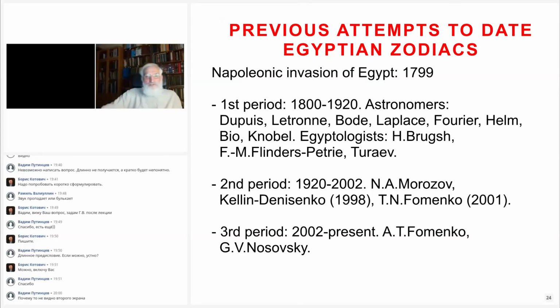But Morozov's work was continued by Kellen Denisenko, Tatiana Fomenko, also in the spirit of Morozov's approach. That is, we look at the zodiac, think about how to interpret it, propose an interpretation through examination and various speculative reasoning. We try to offer the correct interpretation, carry out the calculation and find the date.